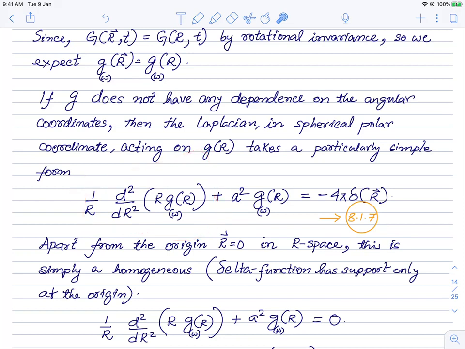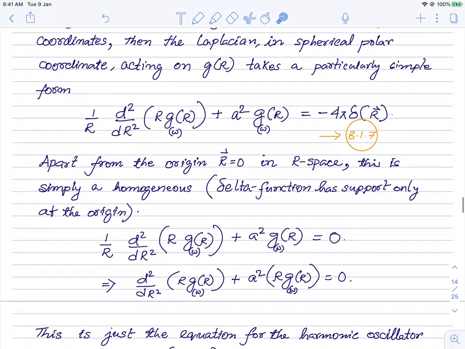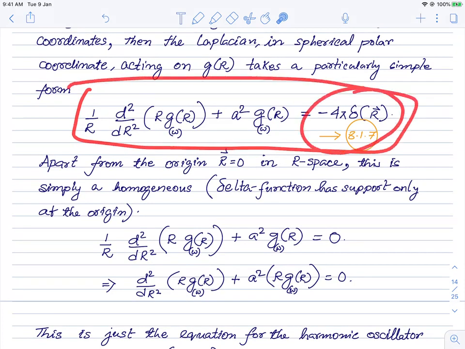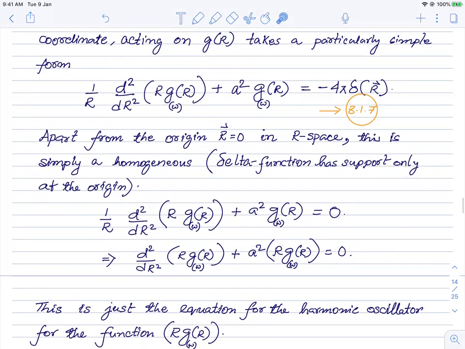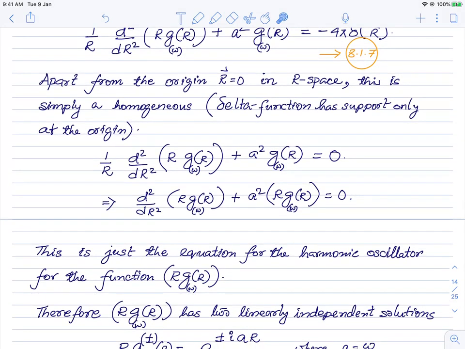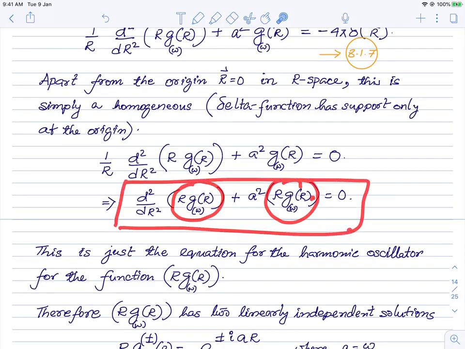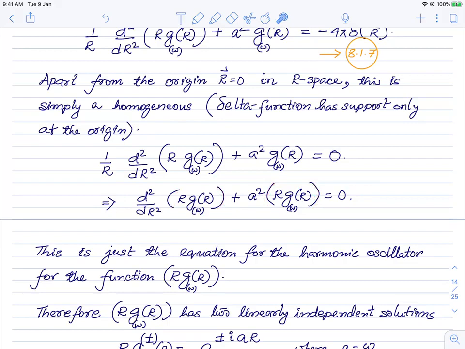Now, if you want to solve for this function g of r, you can solve this differential equation that you have here. Before solving the differential equation with the delta function, you can try to solve the homogeneous equation without any delta function. Then you will see what is happening: in terms of this combination, r times g, this equation is nothing but the equation of a harmonic oscillator, which you know how to solve.